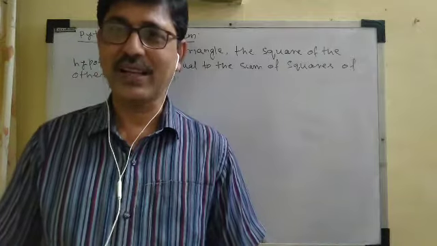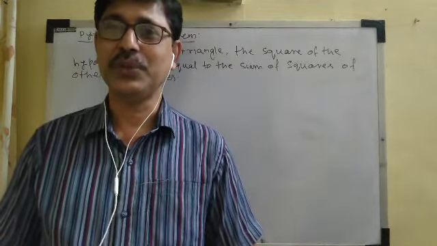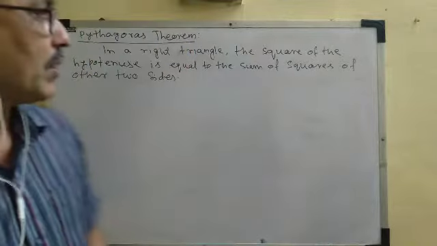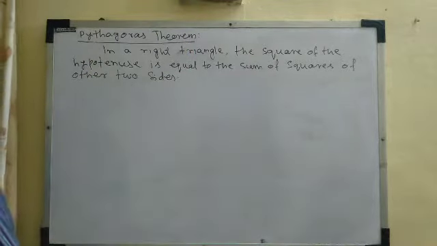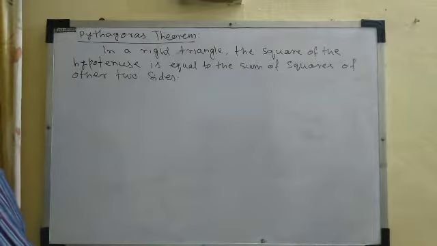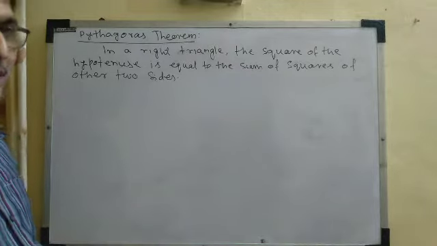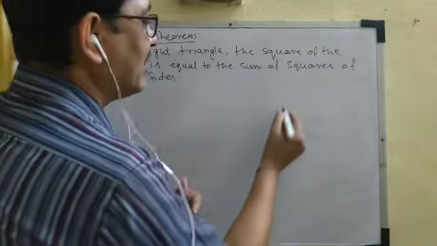In this video, we are going to prove the famous Pythagoras theorem. Look at the statement of this Pythagoras theorem. In a right triangle, the square of the hypotenuse is equal to the sum of squares of other two sides. So let us consider a right triangle.